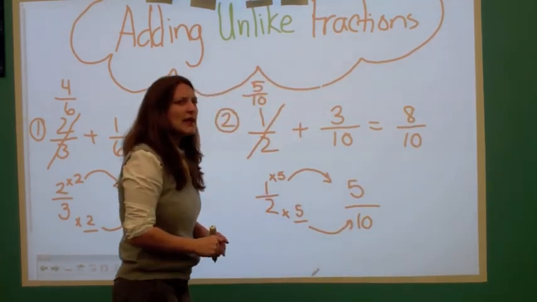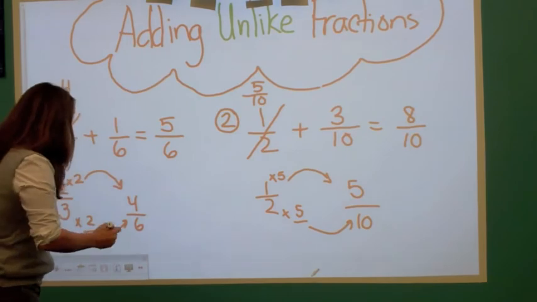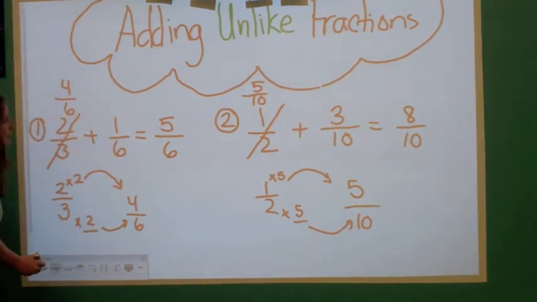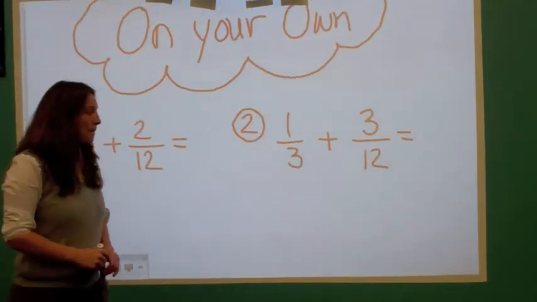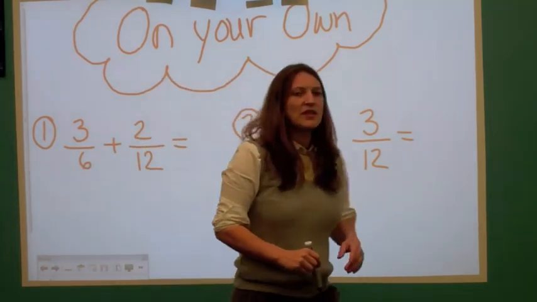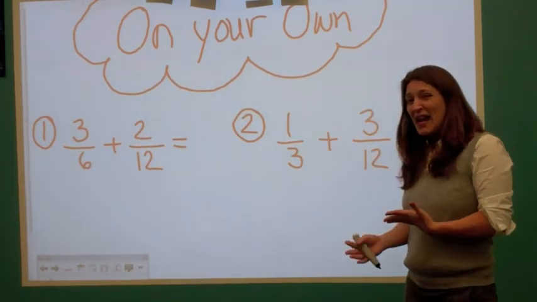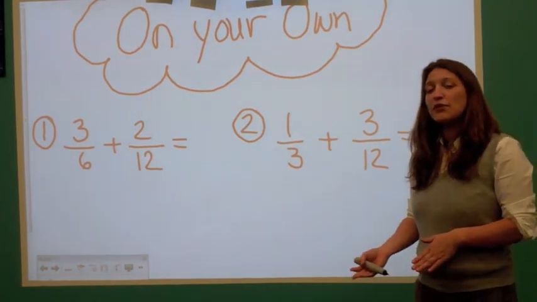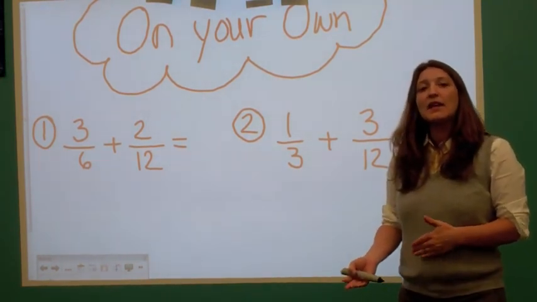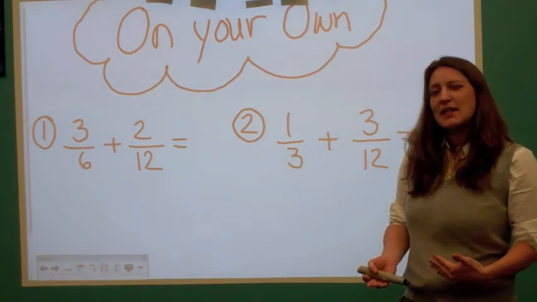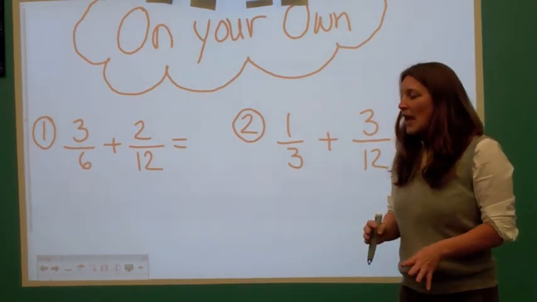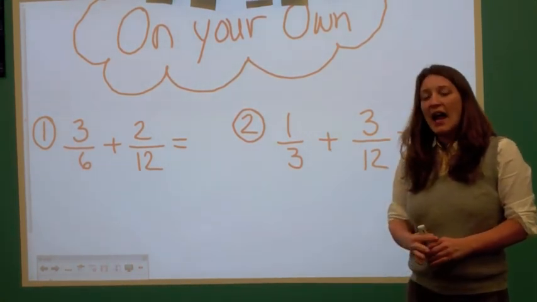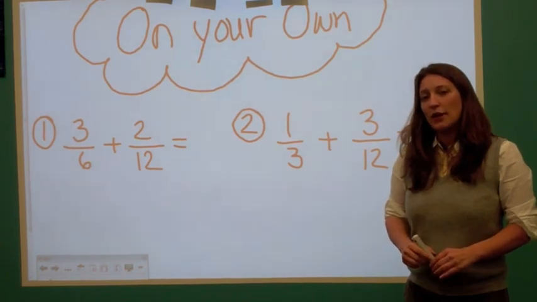I think you guys are ready to try a couple on your own. These are the examples that I would like you to try. And I want you to remember the steps. You can't add unlike fractions, so you're going to have to change one of those fractions to make it equivalent, to make it the same. And then you're going to be able to add those two fractions together.